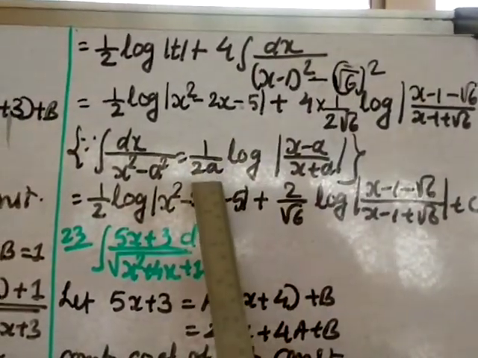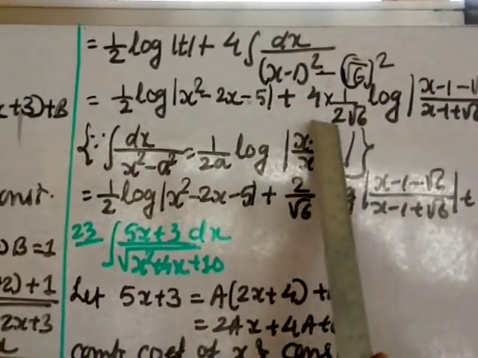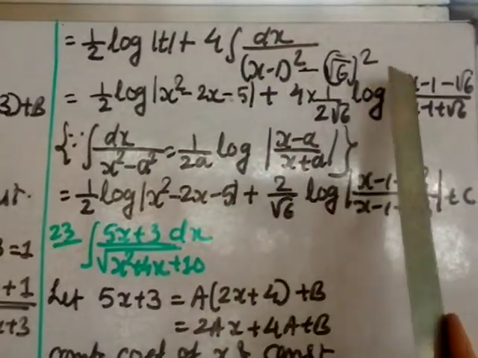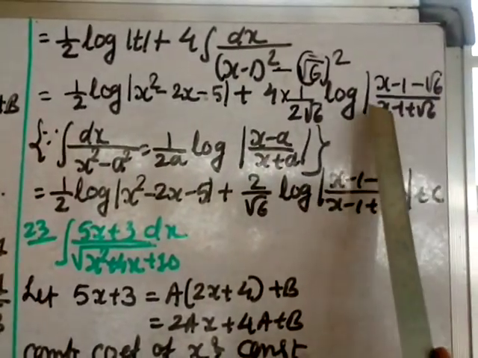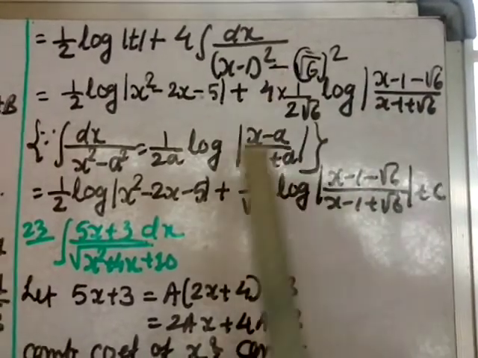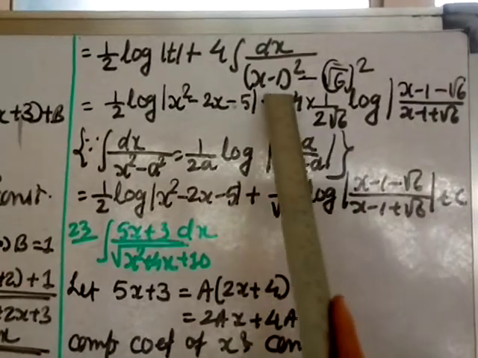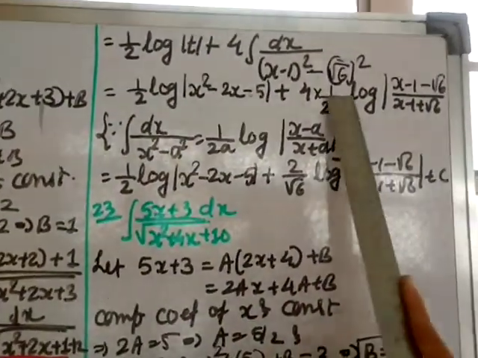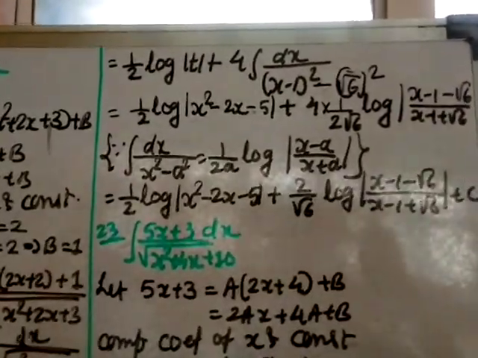Okay, so 1 by 2a, so this 4 is as it is, into 1 by 2 root 6, log of x minus a, so x is this, so (x minus 1 minus root 6) divided by (x minus 1 plus root 6). Okay, x plus a is root 6. This is the answer. I can cut here, so here remains 2 by root 6. So that is the answer for question number 22.